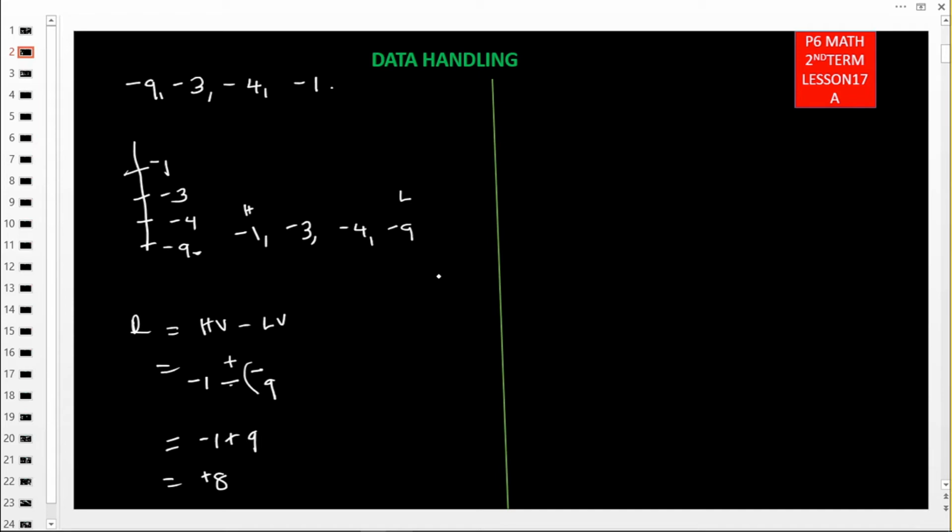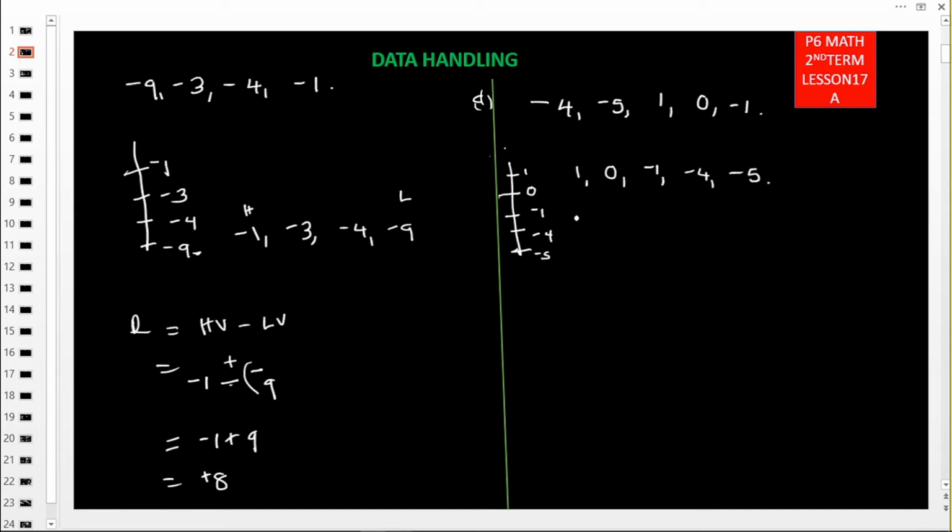Okay, so let us get this one also. This other example D is -5, -4, -5, 1, 0, and -1. So we have to arrange. Let us draw our ladder. We have 0, then going up one step, the positives, then we come to -1, you go to -4, then you go to -5, meaning that the highest number is 1, then 0, -1, -4, and -5. So what is the range?